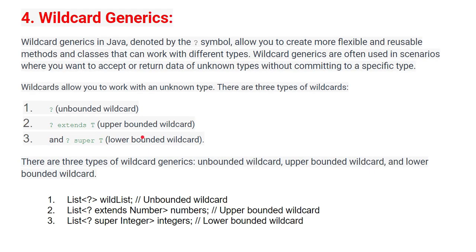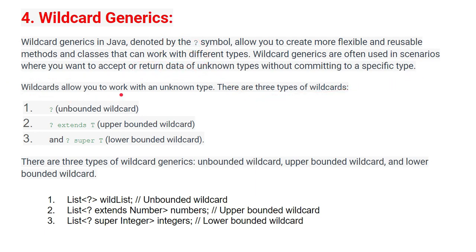This is a very important part of generics, which is wildcard generics. What are wildcard generics? Wildcard generics in Java are denoted by the question mark symbol. This symbol allows you to create more flexible and reusable methods and classes that can work with different types. Wildcard generics are often used in scenarios where you want to accept or print data of unknown type, without committing to a specific type. That is called wildcard generics.